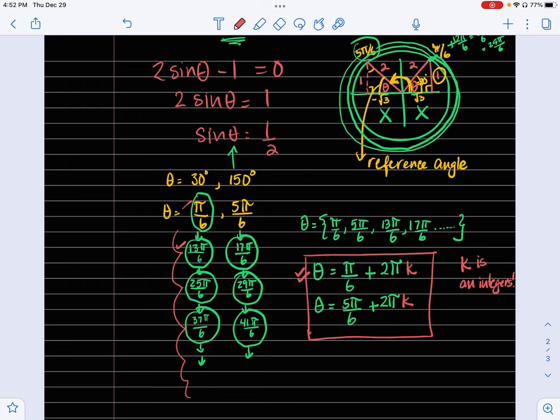I hope that made sense. Here's another way to write all solutions. Dot, dot, dot represents there's no end to it, infinite solutions.